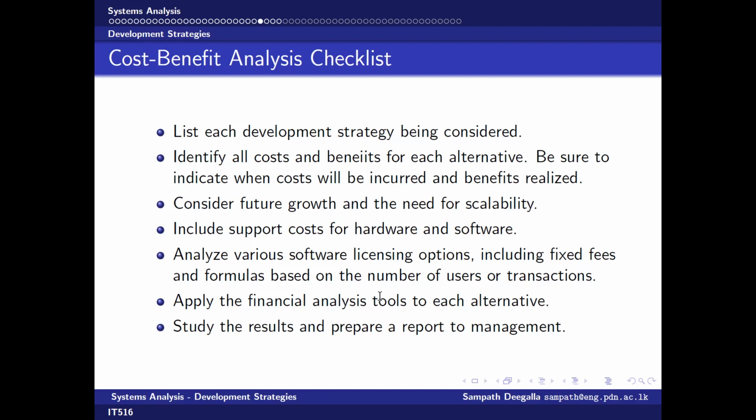And then look at the future growth, and also look at the scalability. Fourth point, you have to include support cost, hardware, software, because things are changing, right? That means you have to change all these. And then you may have various licensing options. Sometimes they say this license is only for personal use, sometimes school level license, and so on. We have different licensing options, and we have to look at these. So you need to analyze various software licensing options, and then apply the financial analysis to each alternative, and then you look at the results and prepare a report. So let's look at some of these things with an example.